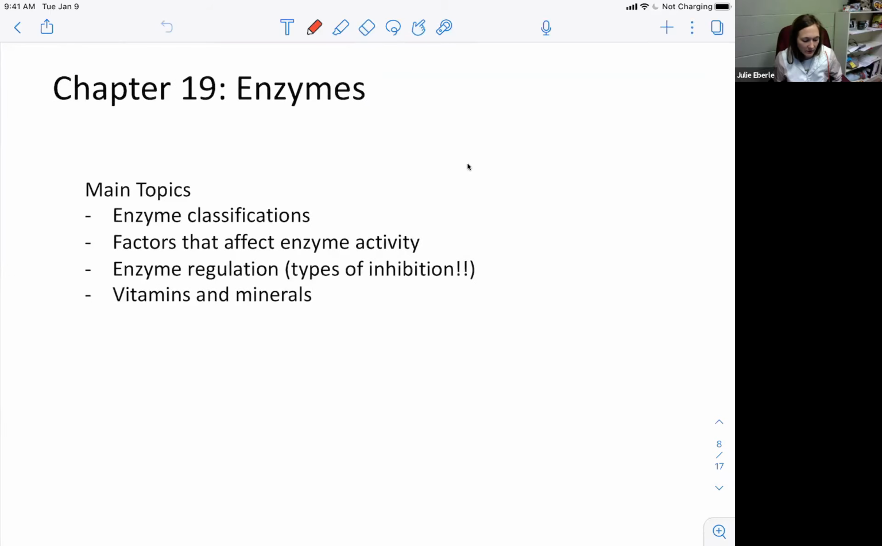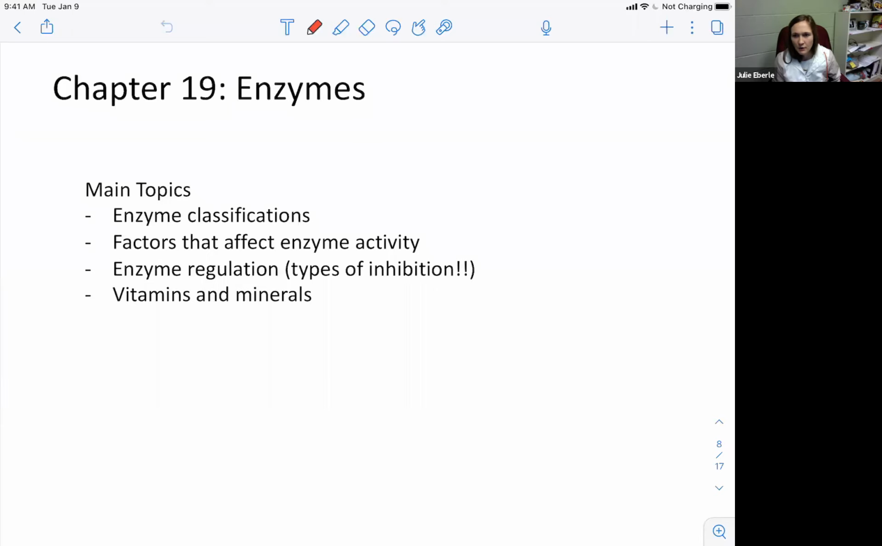This isn't necessarily every little thing from chapter 19, but these were definitely the main topics. So enzyme classifications, the 6 classifications, definitely know those. Factors that affect enzymatic activity. I don't know if I have a problem specifically for that on here.